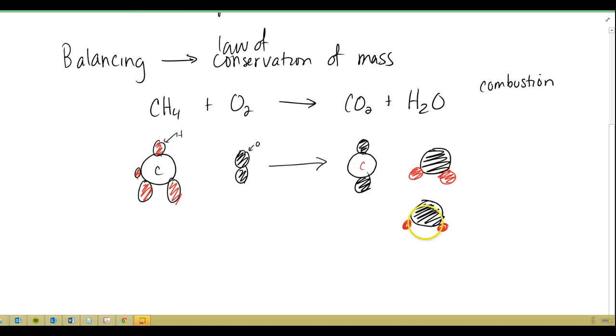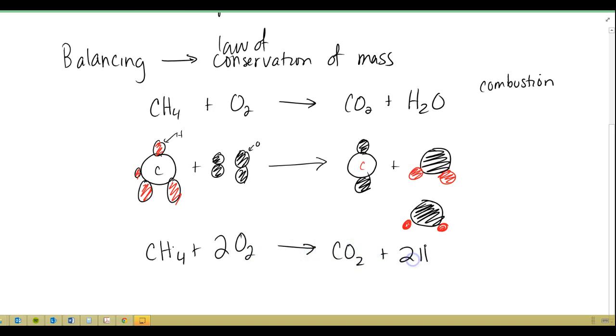I have 1, 2, 3, 4, but I only have 2 on this side, so I need to add 2 more. Turns out they come in the form of oxygen gas. And so my balanced chemical equation is CH4 plus 2 moles O2 will give carbon dioxide and 2 moles of water. So we're just following the law of conservation of mass.